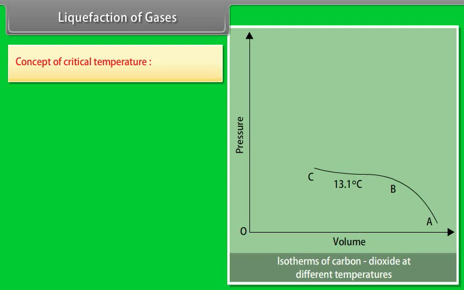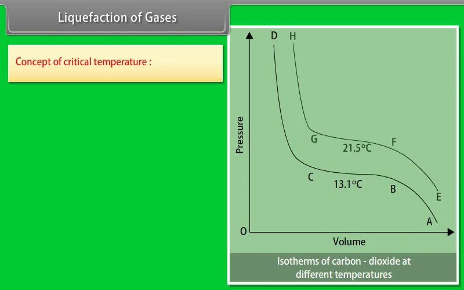Now, further increase of pressure has very little effect upon the volume because liquids are very little compressible. Hence, a steep curve CD is obtained. Thus, along the portion AB, carbon dioxide exists only as gas, along the portion CD only as liquid, and along the portion BC, the liquid and the vapor are in equilibrium with each other.